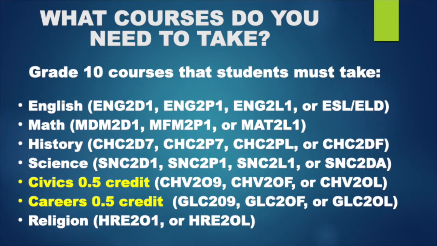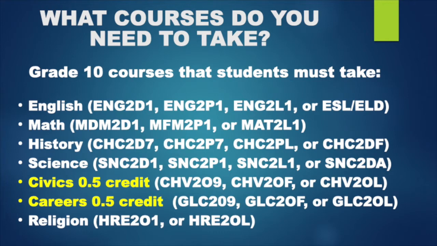So what courses do you need to take next year? It's very similar to grade 9, where you have 6 classes that are compulsory and 2 that will be elective. So of the compulsory credits, you will be taking an English, you'll be taking a math, you'll be taking a history, you'll be taking a science, you'll be taking civics and careers. Now, with civics and careers, it's a little different. They're both worth a half of credit each. So that's the one difference. It's the only classes that are like that.